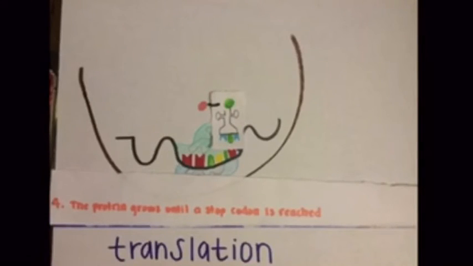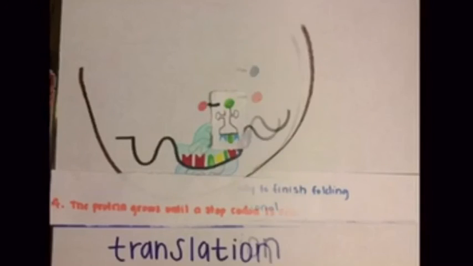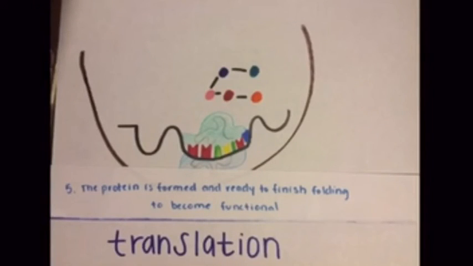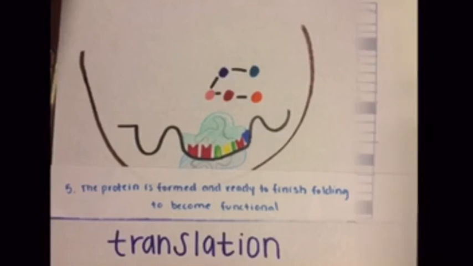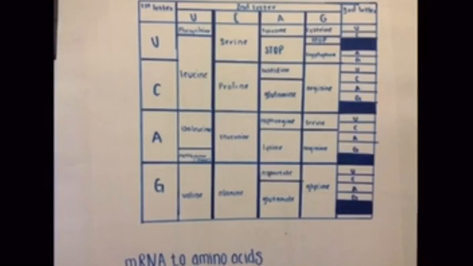The protein grows until a stop codon is reached. The protein is formed and ready to finish folding to become functional. Once the stop codon is reached, the protein is formed.